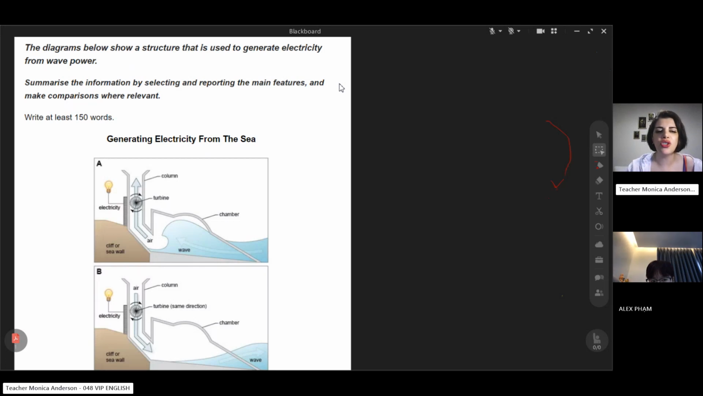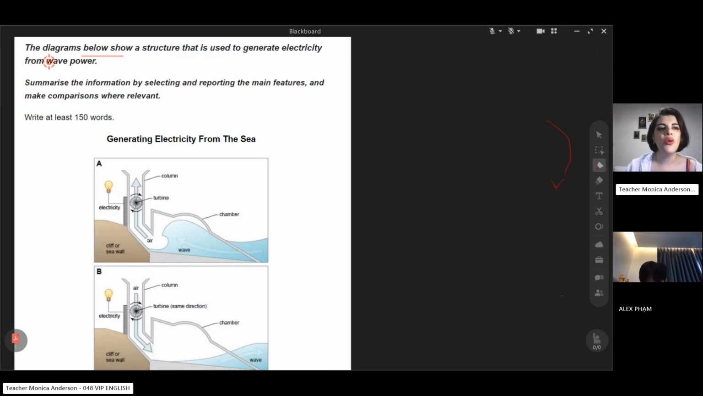First of all, we need to write an introduction. What is the question? The diagram shows... let me underline the keywords, because we need to paraphrase them. That's really important. The diagram below shows a structure that is used to generate electricity from wave power. Now we're going to change it.